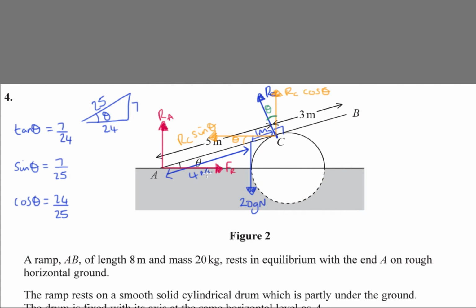20 G newtons is a slightly harder one. We've got to look at this triangle here. It's going to be 20 G newtons times the perpendicular distance to A. That's going to be this length here. If I redraw that triangle, we've got 4 meters, theta, and this length that we're looking for. X is going to be 4 cos theta, because it's the adjacent. So that's 4 times 24 over 25, that's 96 over 25. So we're going to have 96 over 25 times 20G.